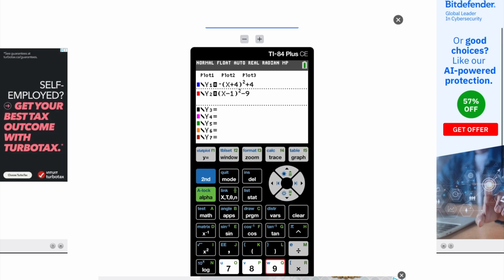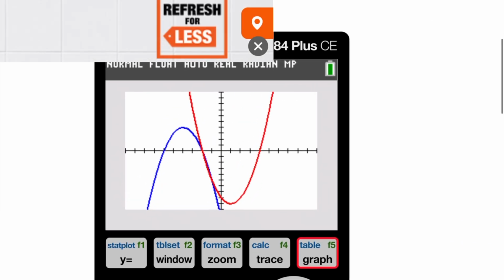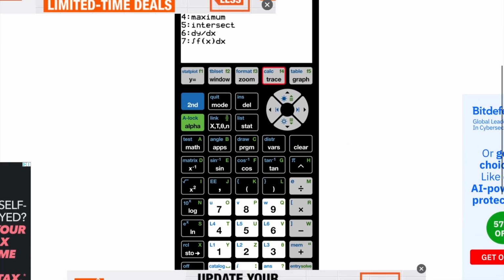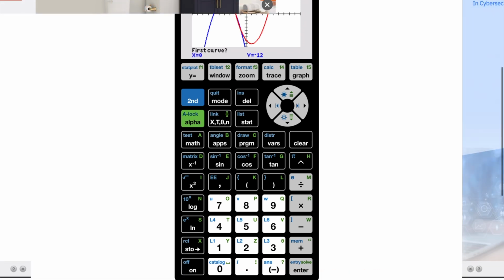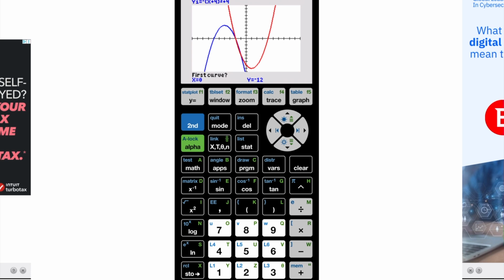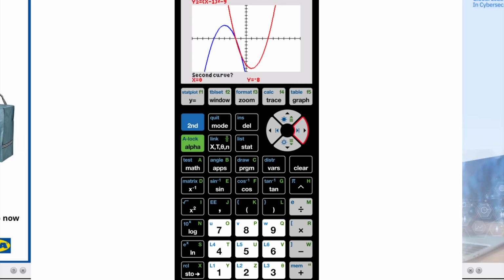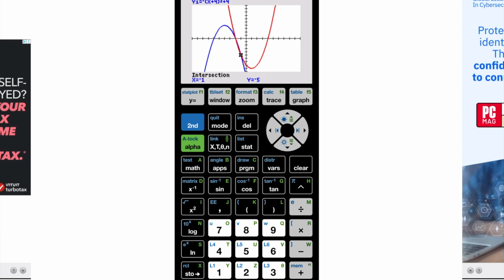And then I just graph it. This is what it looks like. I can see that there are 2 points of intersection. So second trace 5. My first curve is this. My second curve is this, and my guess is this. So my first point is -1 comma -5.